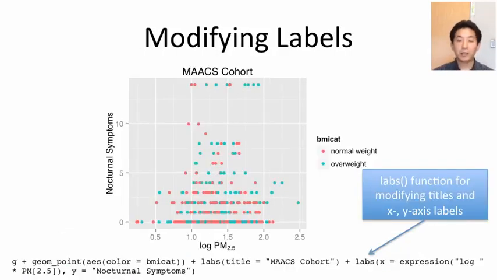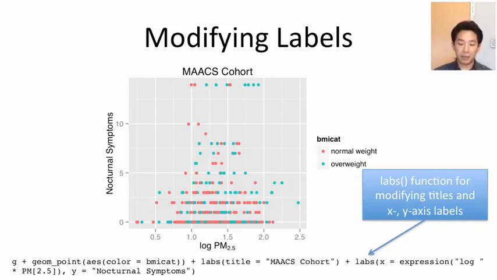You can modify the labels with the labs function. So the labs function here I've called a few different times. I've added on to my basic plot. So the g object, remember, it's just the data frame plus the x and y coordinates. Here I've added the geom_point function, and I've assigned the color variable to BMI category. So now the 2 different BMI categories are in 2 different colors. The labels, I set the title to be MAX cohort because that's where the data come from. This is the MAX study.